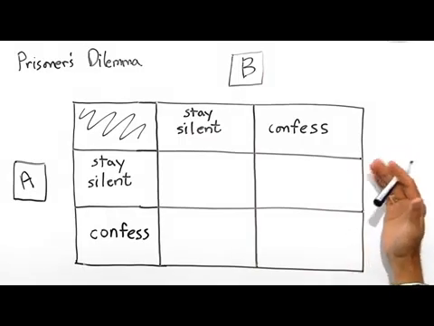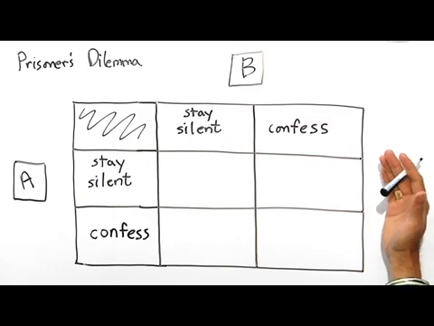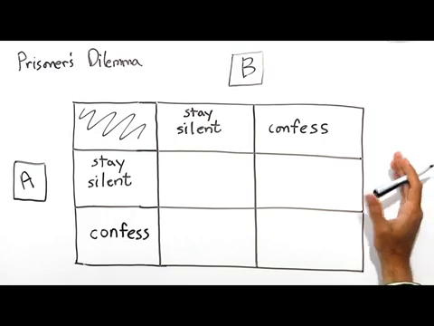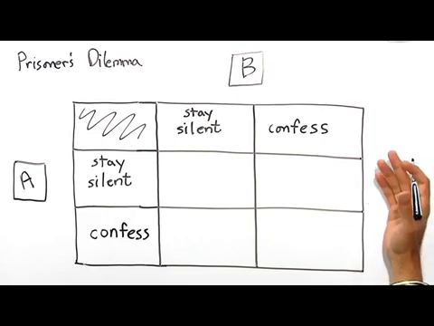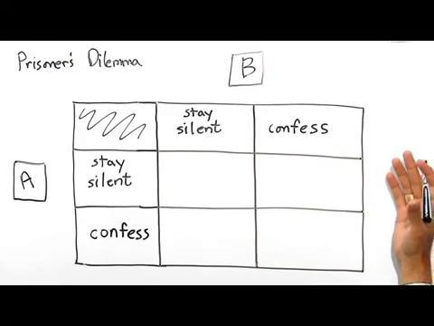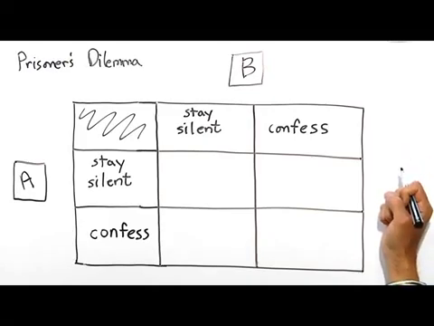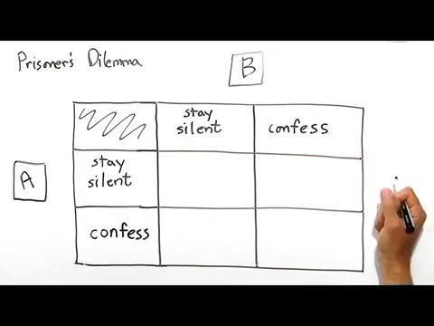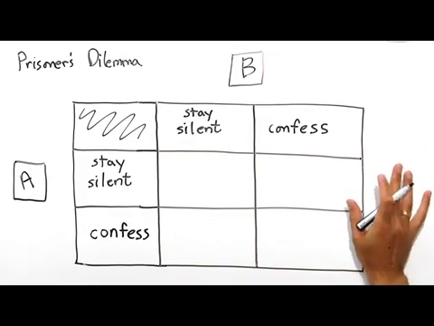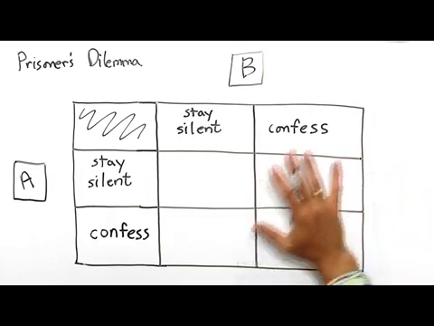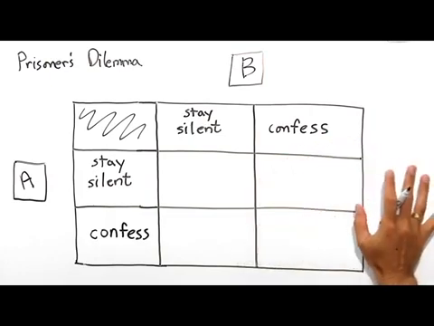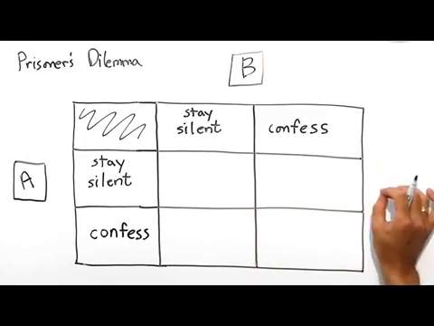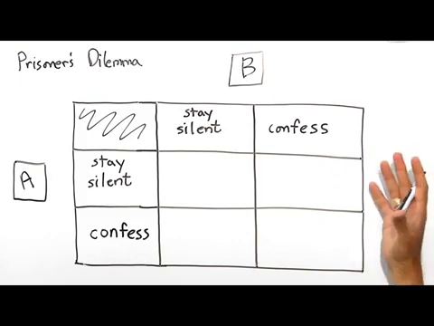Do they trust one another and stay silent and not give the police what they need to prosecute for the crime of armed robbery? Or do they confess, in effect, defecting from their cooperation in order to achieve their own personal gains? Now, the whole idea of the prisoner's dilemma is that the situation creates pressure on the prisoners to take a course of action that isn't necessarily the best course of action for them. And here's what I mean by that.